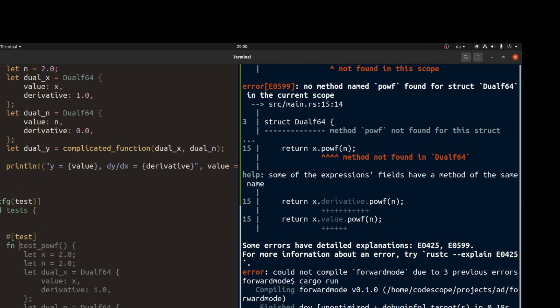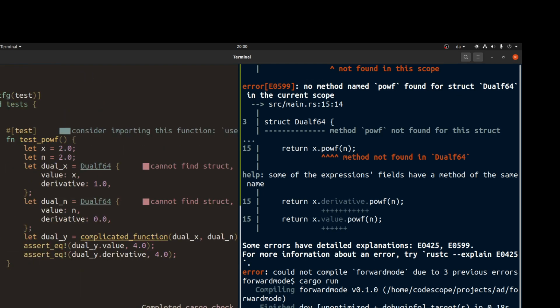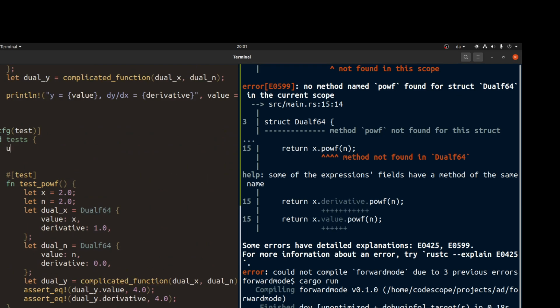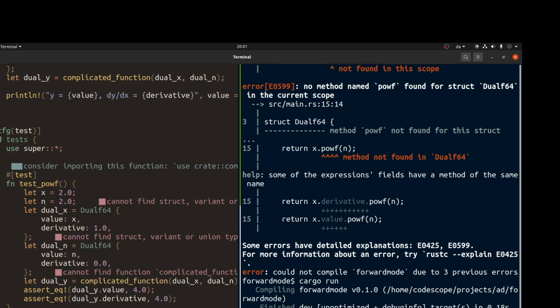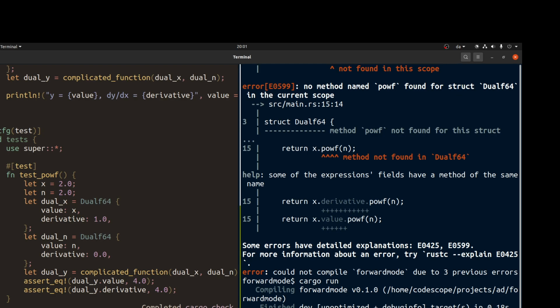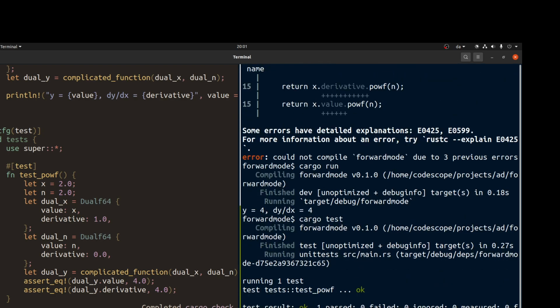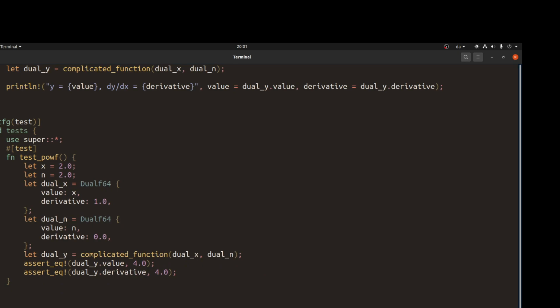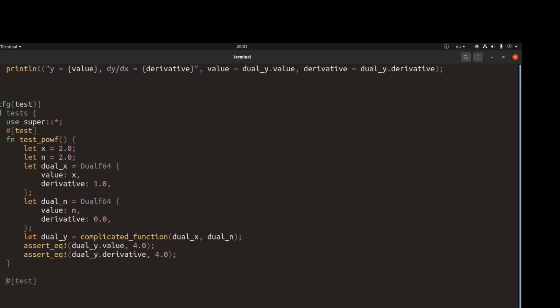It's been a long time since I've written any Rust. So we can do this, and then I can say cargo test, I think, and it runs the test. Okay, so that is pretty good, but this is not a very good test.